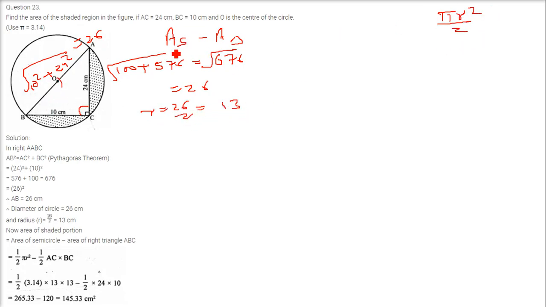So now you can use it here. Area of the semicircle will be pi r square by 2. So it will be half. Pi is 3.14 and radius is 13. So 13 into 13. And what you have to subtract? Area of the triangle.